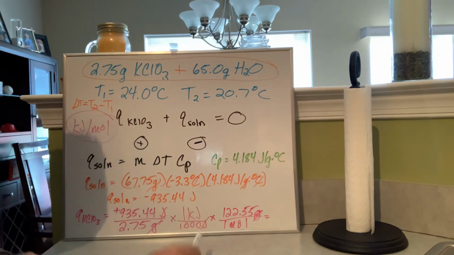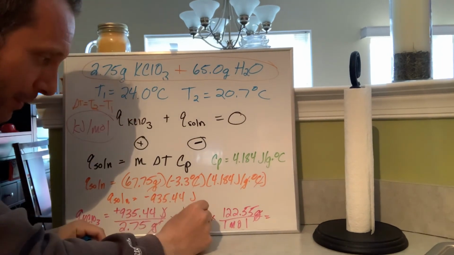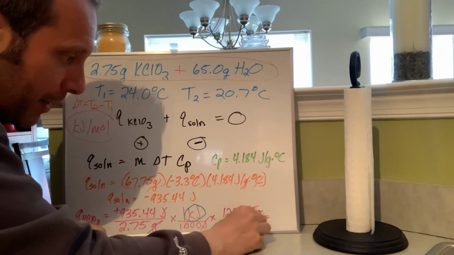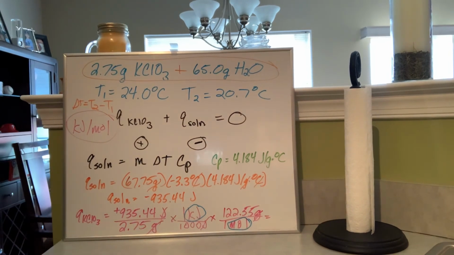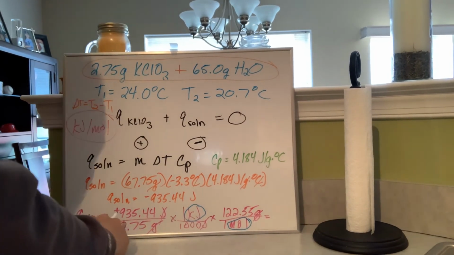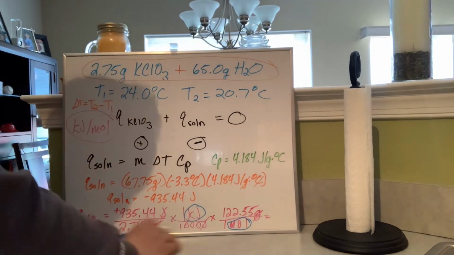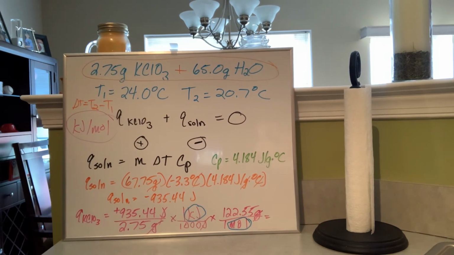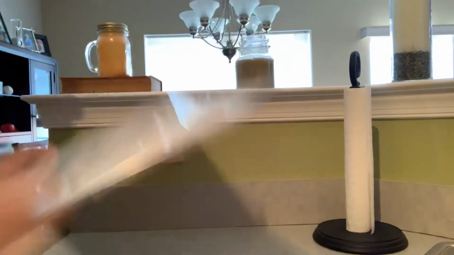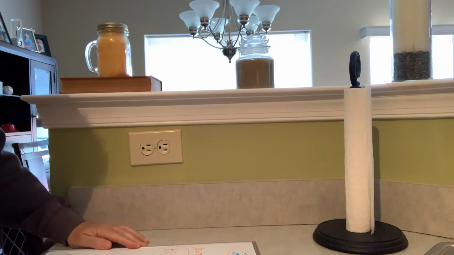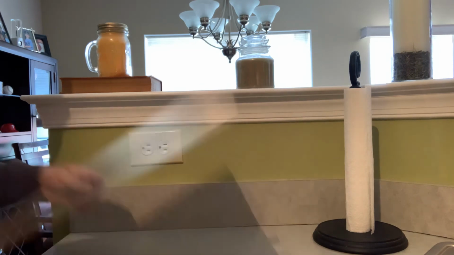All right, so we got our kilojoules on top. Only thing left, we got our moles on the bottom. And when you multiply the top, so 935.44 times 122.5, and then divide by 2,750, which is 2.75 times 1,000, you end up with an endothermic number of positive 41.7 kilojoules per mole.